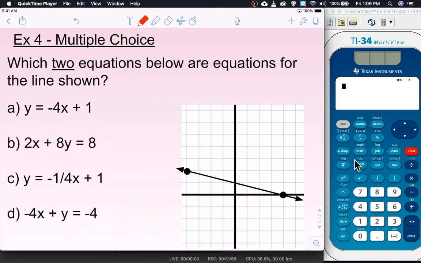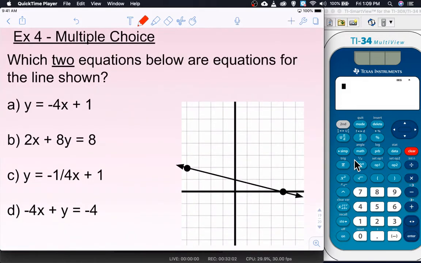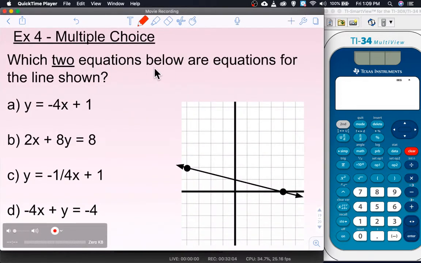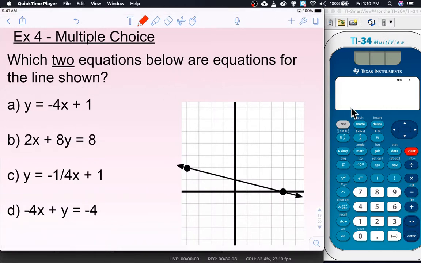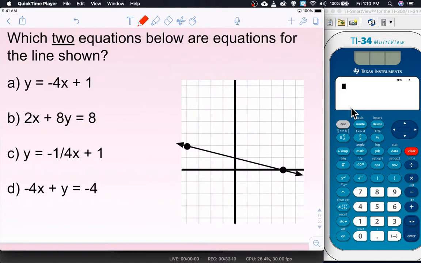Last question, multiple choice. It says, which 2 equations below are equations for the line shown? 2 of these are. I want you to actually try this problem. I want you to pause it. I want you to try it. And then when you're ready to continue, hit play, and we'll go through it together. Pick 2.